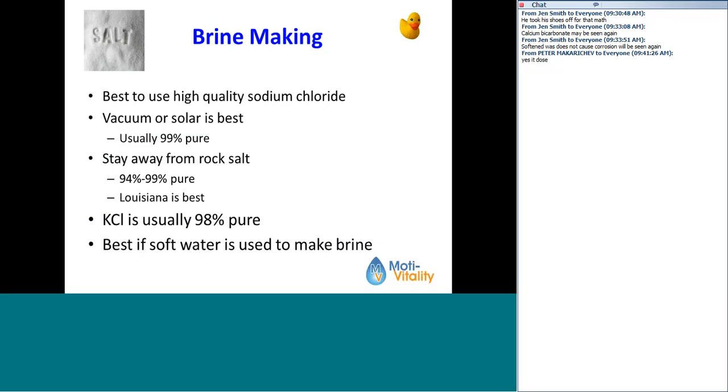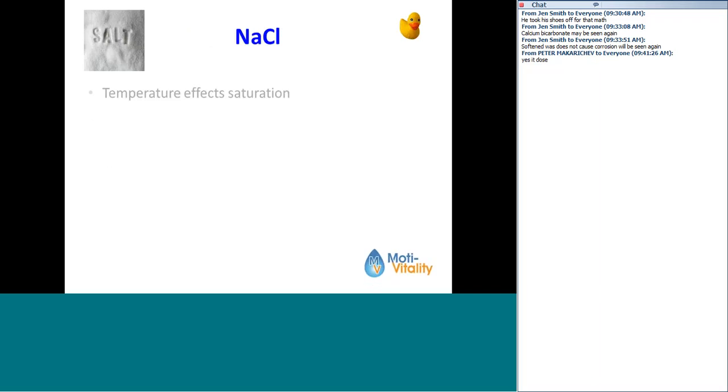And anytime you're making brine, it's best, and this is going to be a difference between some of your less expensive water conditioners and your more expensive ones, if you can use soft water to make the brine. With sodium chloride, temperature does affect saturation. It's best at 60 degrees, where maximum salt saturation is going to be 26.4%.